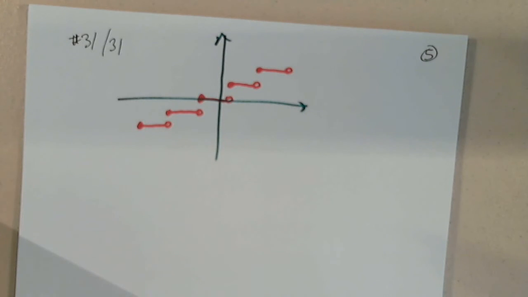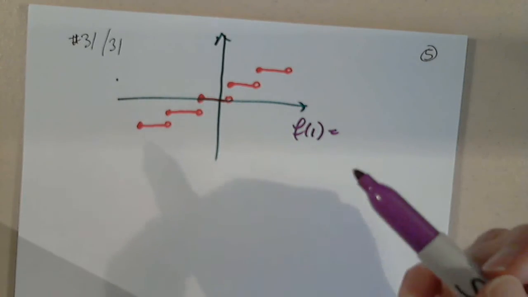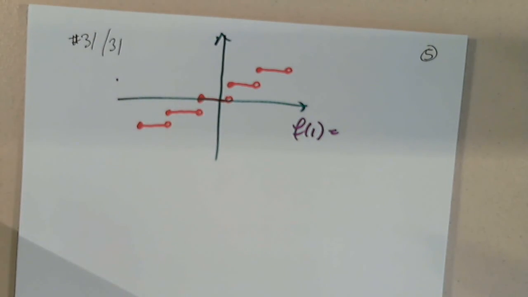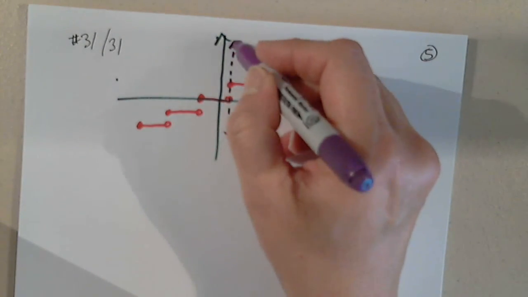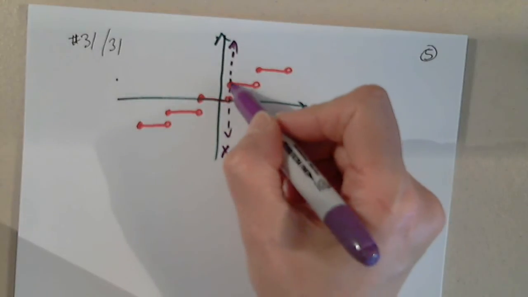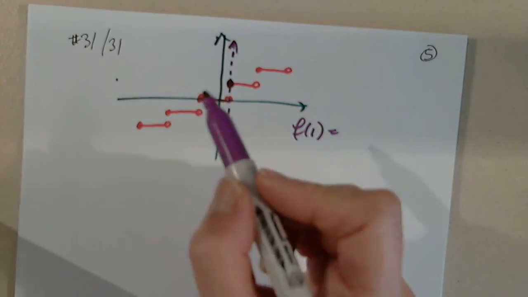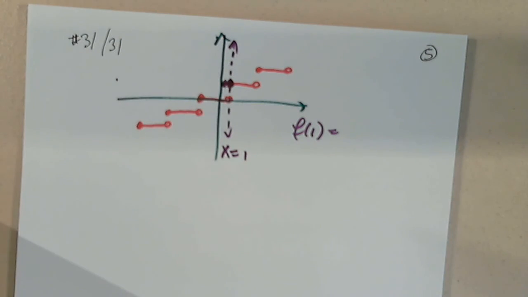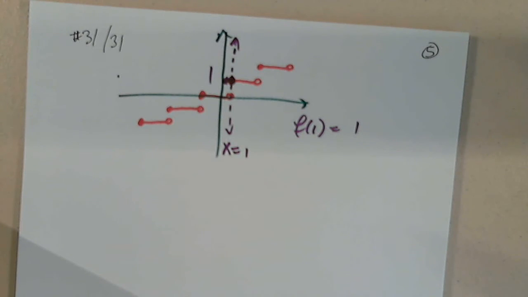So again, we're asked to find f of 1. I draw a vertical line at x equals 1, forgive me. When x equals 1, here it is. This is x equals 1. It crosses the function at the full point, not at the open point. And I read the y value to be 1. So f of 1 is 1.